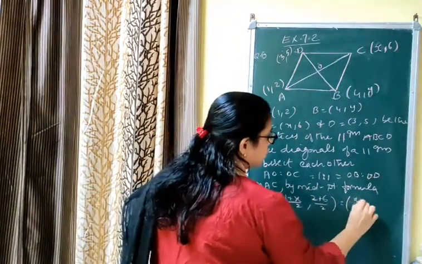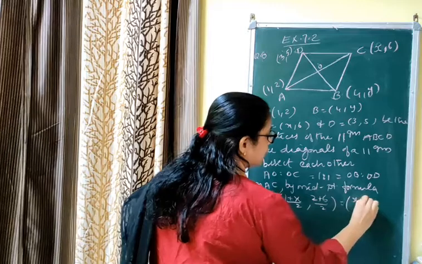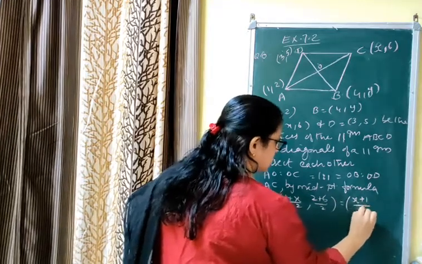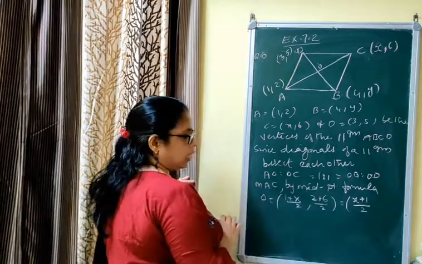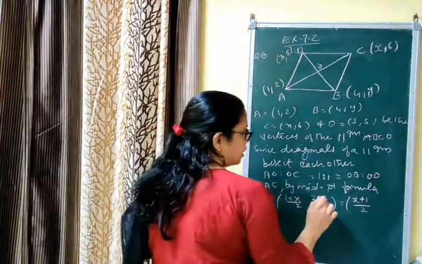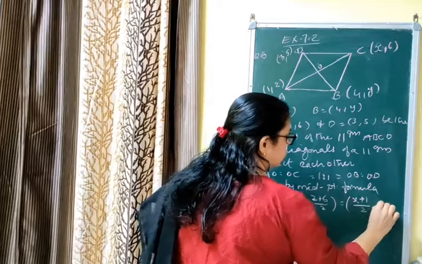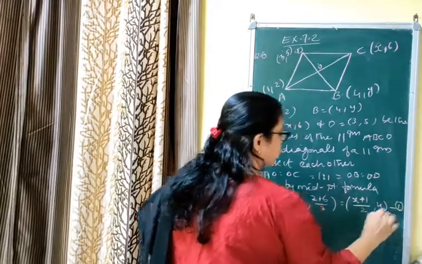That is x plus 1 by 2, which can't be simplified further. So write as it is. x plus 1 by 2, 1 plus x by 2 को भले आप x plus 1 by 2 लिख सकते हैं, उसको सिंप्लीफाई नहीं कर सकते हैं. 6 plus 2 by 2, that is 8 by 2, that is equation number 1. 8 by 2 is 4.